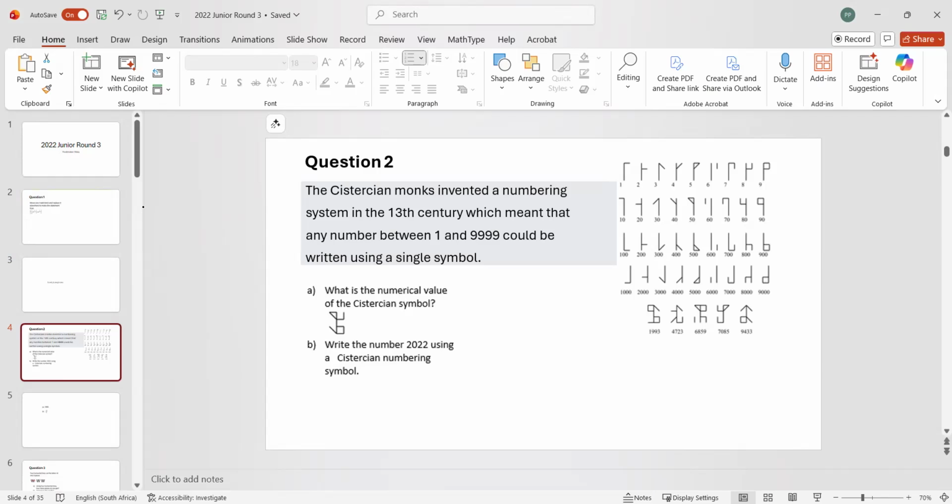Now, question 2: the Cistercian monks invented a numbering system in the 13th century, which meant that any number between 1 and 10,000 could be written using a single syllable. That's very interesting.